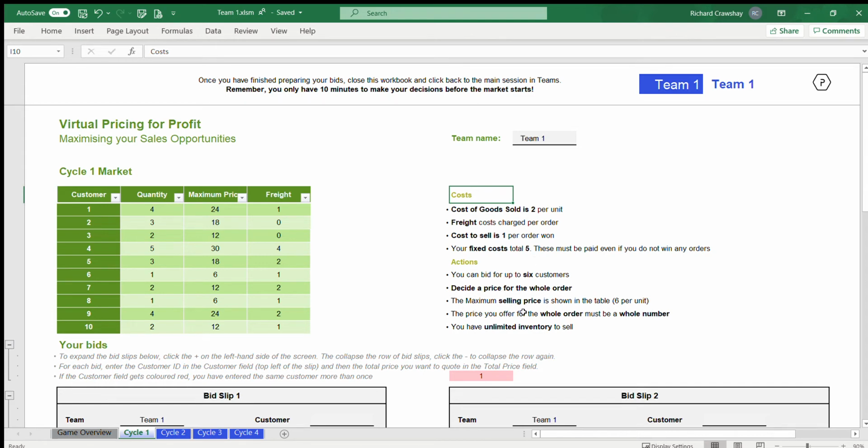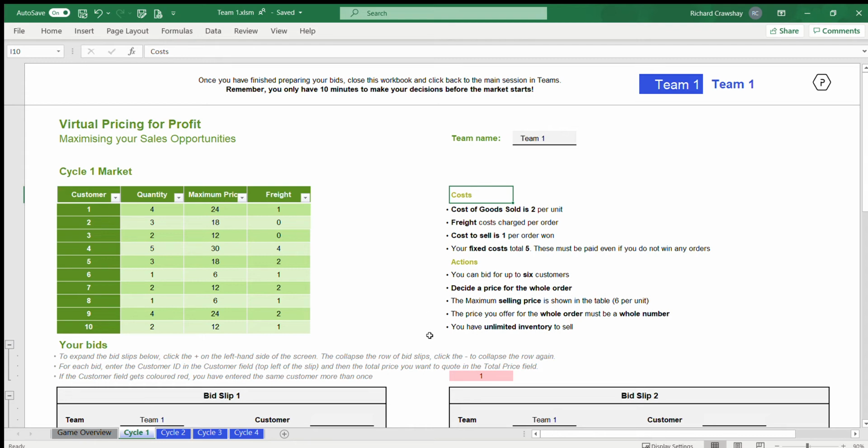You can bid for up to 6 customers, no more than 6. The way we're going to do that is you have to decide a price for the whole order. You already know what the maximum selling price is, and the price you're going to be offering is for the whole order. You can't have split orders here. You must bid for the whole order, and it must be a whole number, so the price that you set must be an integer. It can't have a decimal point or fractions in it. And finally, just to remind you, you have unlimited inventory.